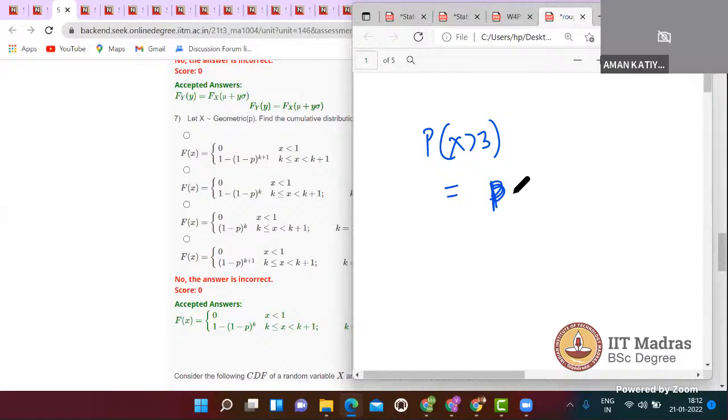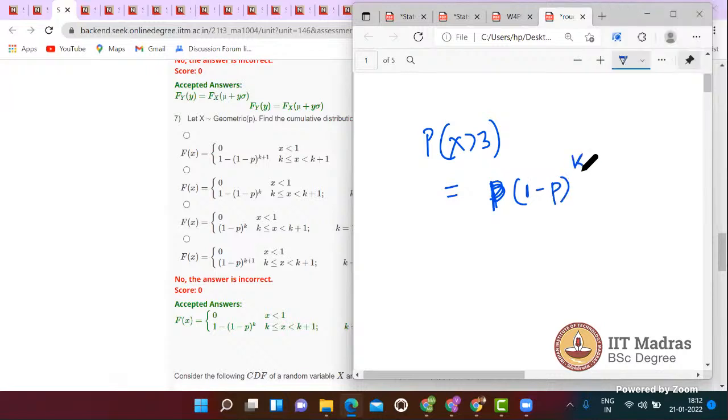p, the power, one minus p in the form of k, something like that. Yeah, actually, but here I do not get the right answer. How is the cumulative distribution function calculated for a geometric random variable?